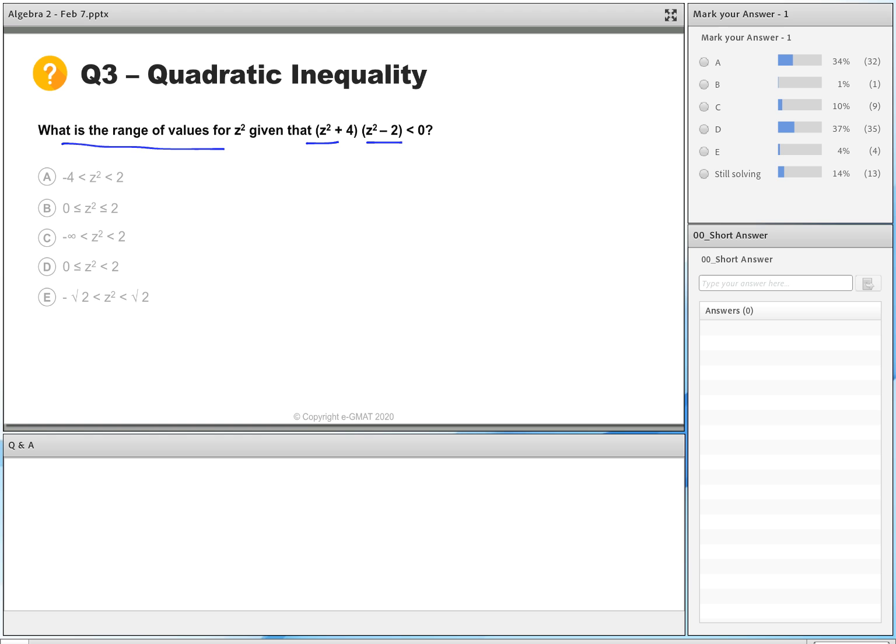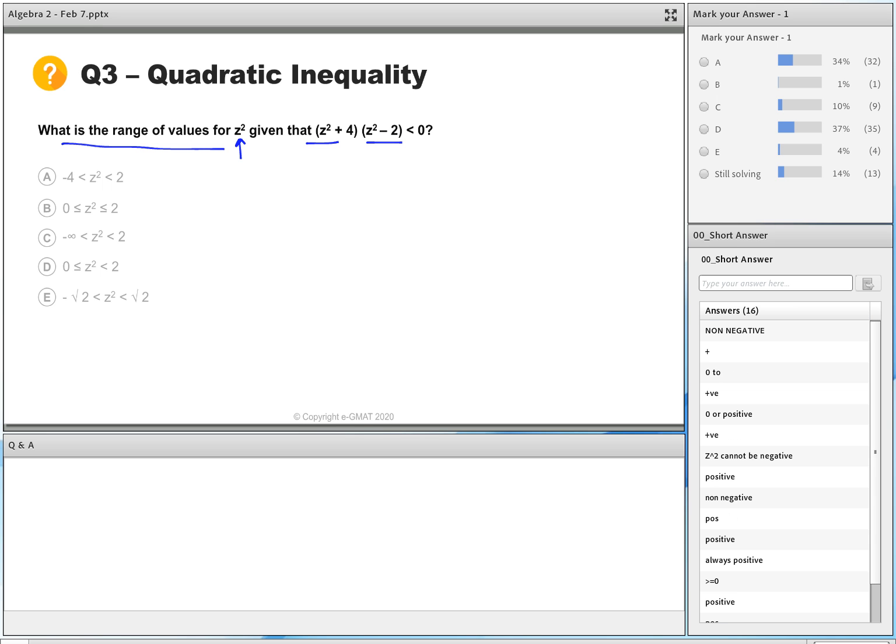The first thing over here, I need to find out the range of z square. I'm going to open the short answer poll. If I need to find out the range of z square, guys, can you tell me what is z square and what kind of a number is it? Is it a positive number, negative number, non-negative number? Okay, I have some people tell me it's a positive number, some people tell me it's a non-negative number. So the correct way to look at this over here is by saying that z square is a non-negative number.